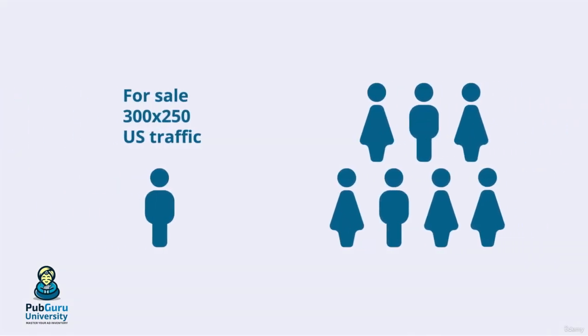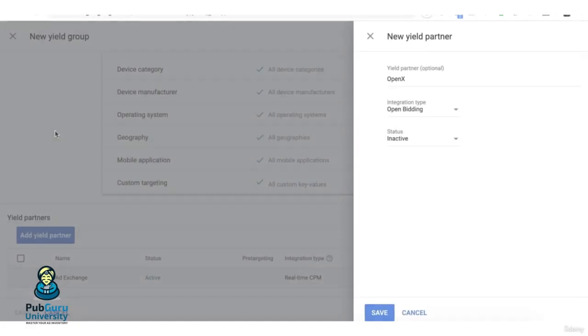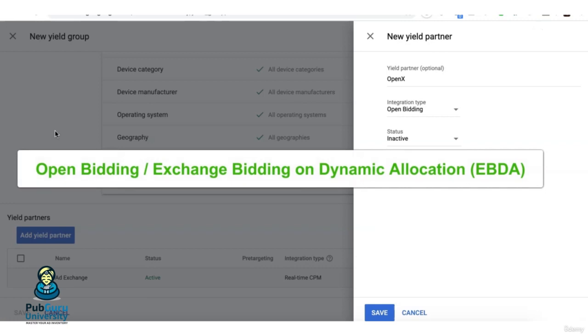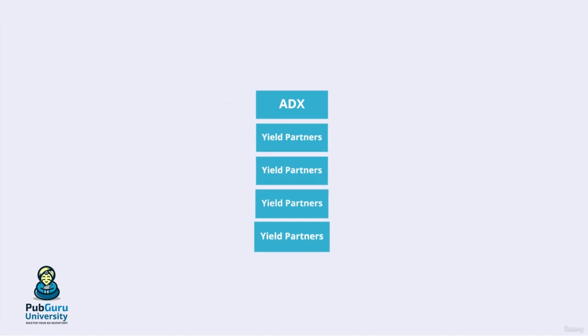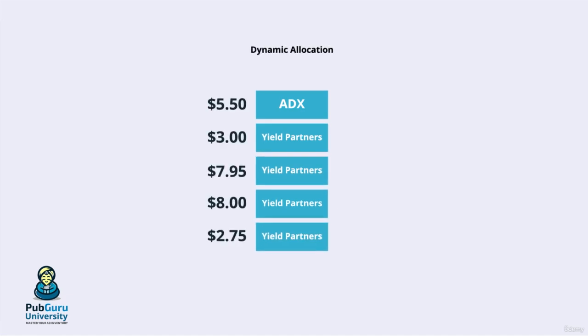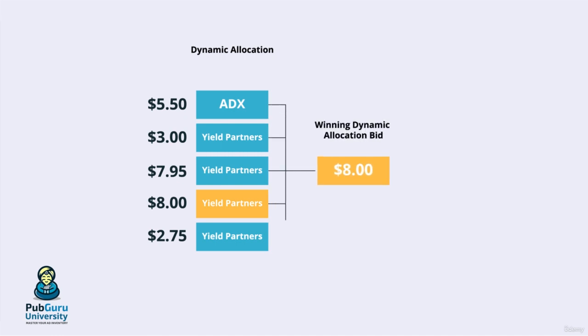That's where you can invite a certain set of advertisers or buyers to bid and buy your traffic at a certain price. This is also where you can set up open bidding or exchange bidding on dynamic allocation. This is where some of those yield partners or demand partners supporting open bidding can participate in the auction. They will all compete or bid in real time. It's like server-to-server integration. It's almost similar to how header bidding works.